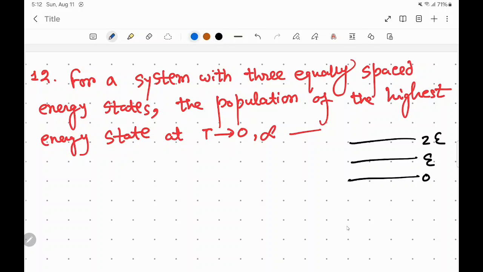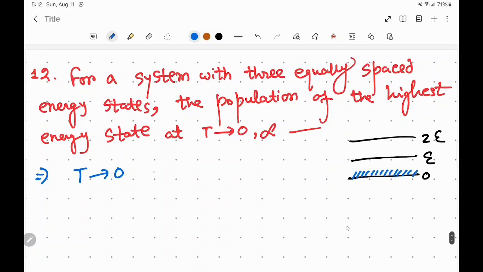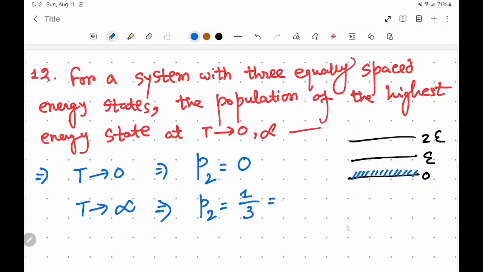So again when T tends to 0, only the ground state will be occupied. So eventually there will be no population in the highest excited state. P2 will be 0. And when T tends to infinity, all states will be equally filled. So P2 population will be 1 by 3. So it will be 0.33.